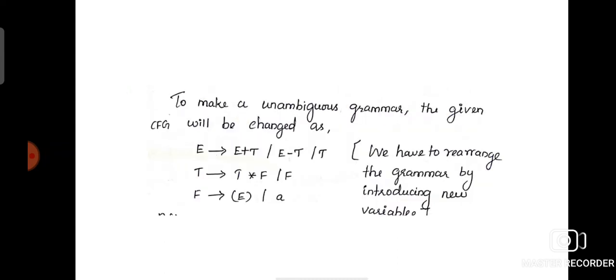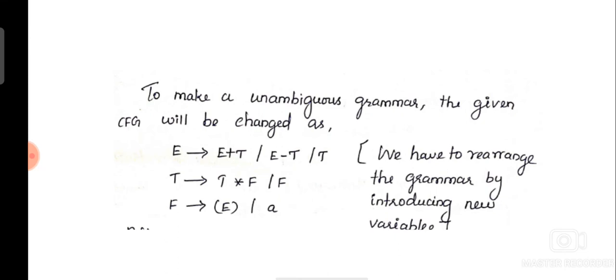Then based upon the priority order, we have to rearrange the grammar, and we have to use new non-terminal variables. For example, initially the least precedence has to be given to addition and subtraction. So we can use E tends to E plus T. T is the new non-terminal we are using here, and E tends to E minus T. Then we have to connect the next non-terminal to the previous non-terminal, like E tends to T.